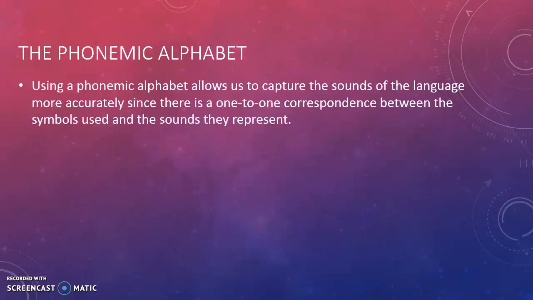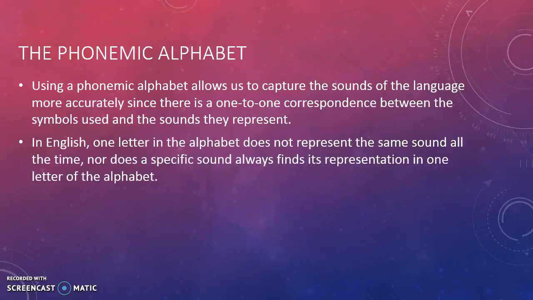The phonemic alphabet refers to a set of sounds of the language in order to be able to establish a one-to-one correspondence between the symbols used and the sounds they represent. In English, one letter in the alphabet does not represent the same sound all the time, nor does a specific sound always find its representation in one letter of the alphabet. This is totally different to our Spanish system, in which one sound corresponds with the letter it is represented with.